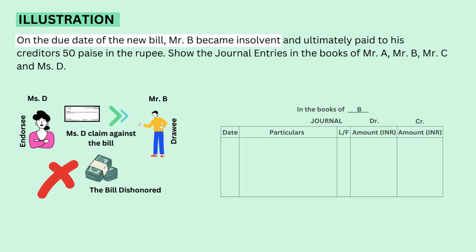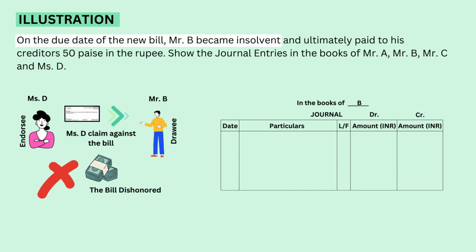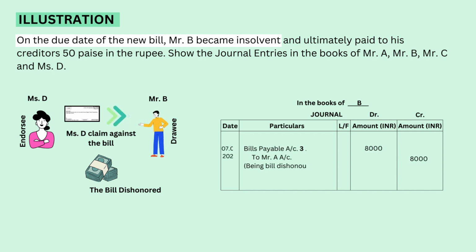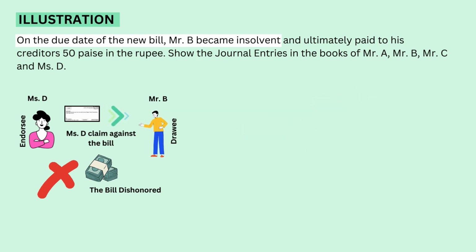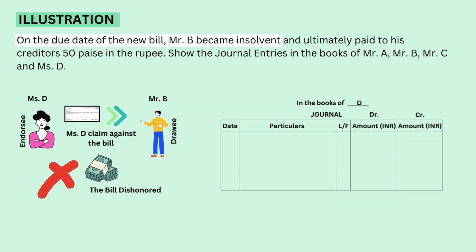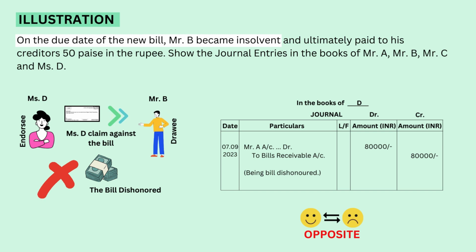In the books of Mr. B, the journal will be bills payable account debit rupees 80,000 to Mr. A account rupees 80,000. And the journal in the books of Ms. D, just opposite to the earlier entry, Mr. A account debit rupees 80,000 to bills receivable account rupees 80,000.